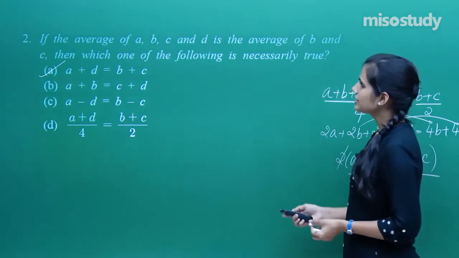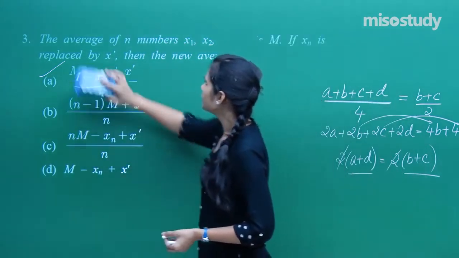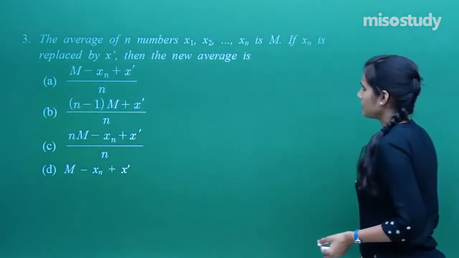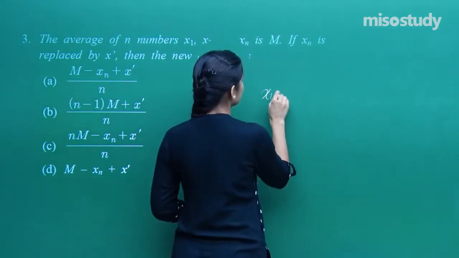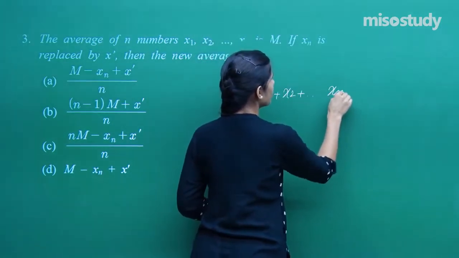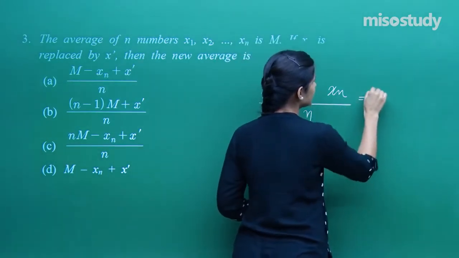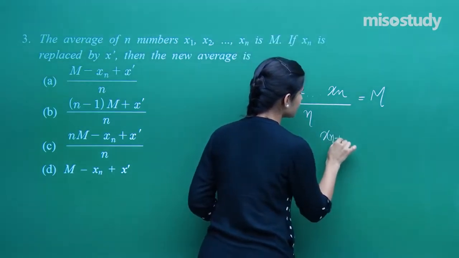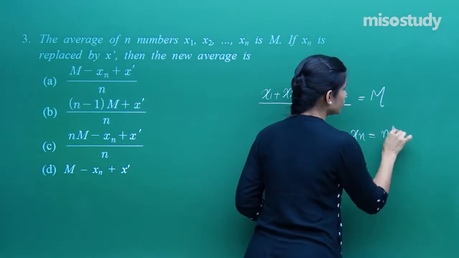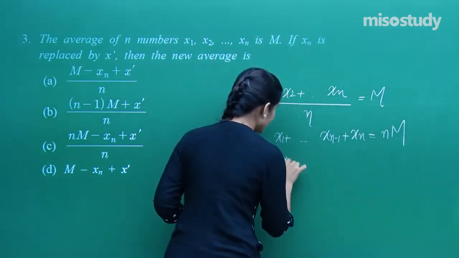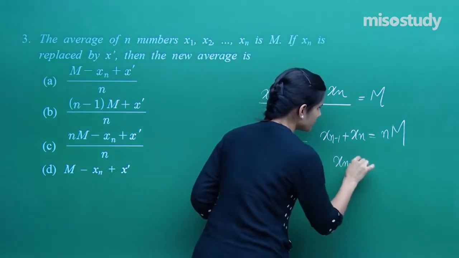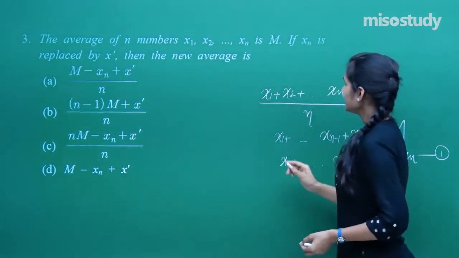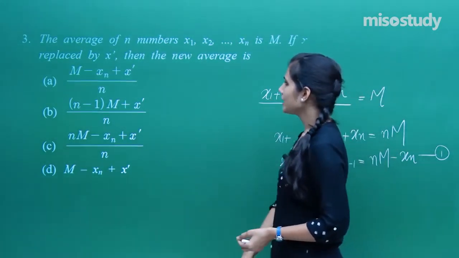Moving on to the next question, it says that the average of n numbers is given to you as capital M. Average of n numbers is capital M. That means x1 plus x2 plus and so on xn whole upon n is capital M. This means x1 plus and so on xn minus 1 plus xn is n into M. I can say x1 plus and so on xn minus 1 is equal to n into M minus xn. It is saying that if xn is replaced by x dash, find the new mean.